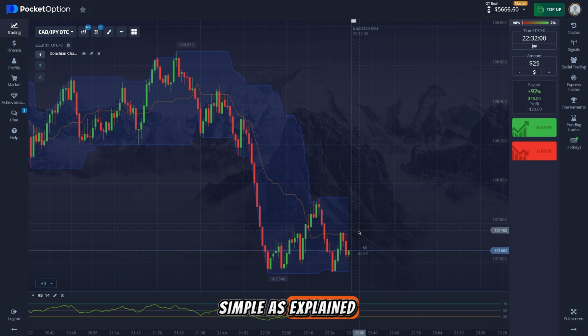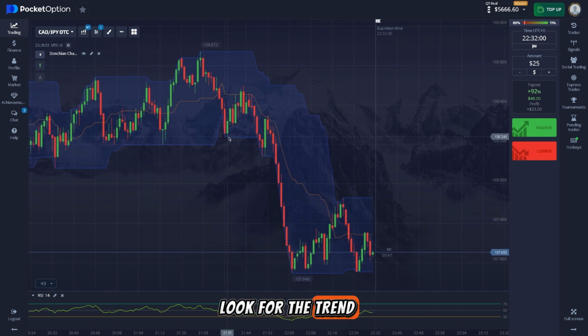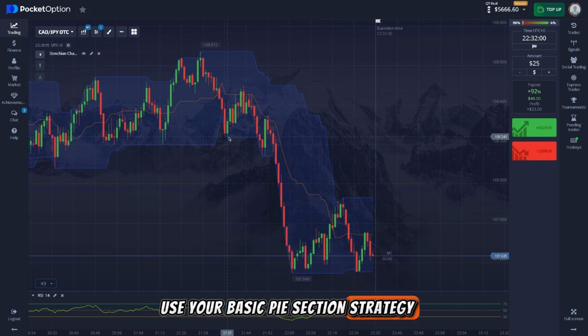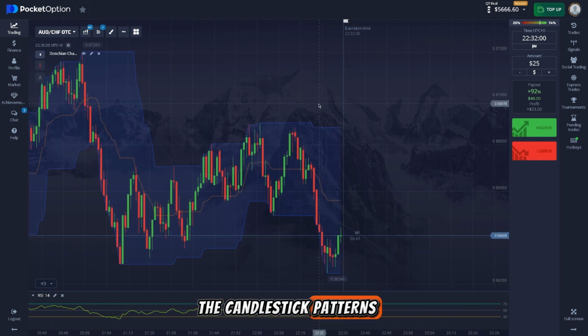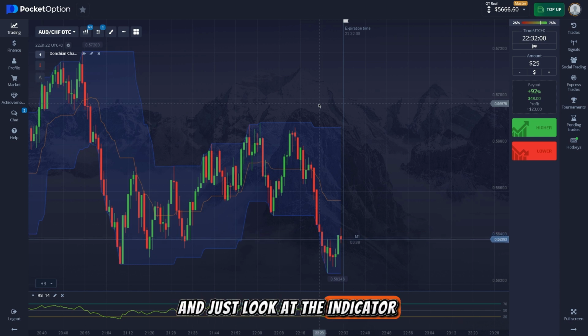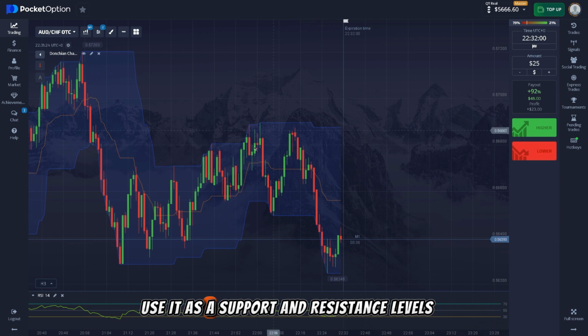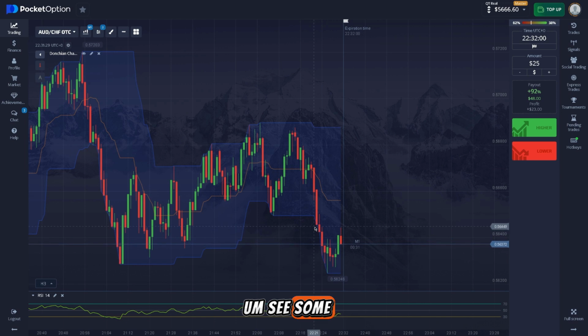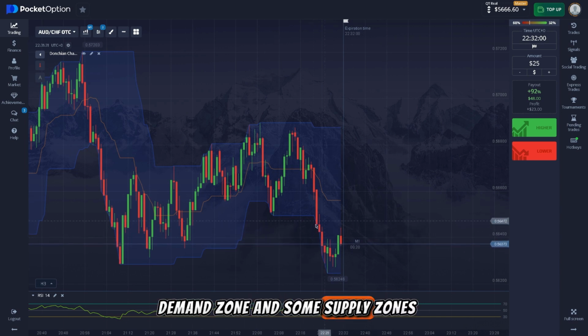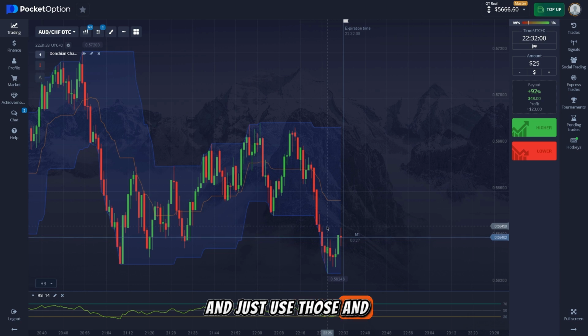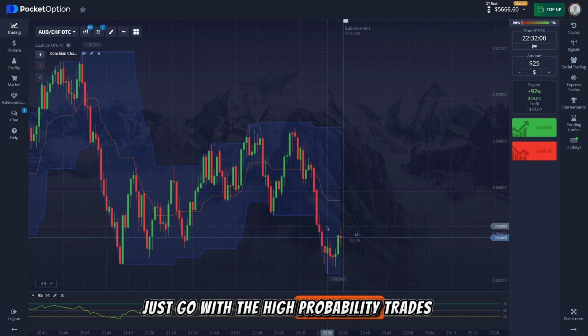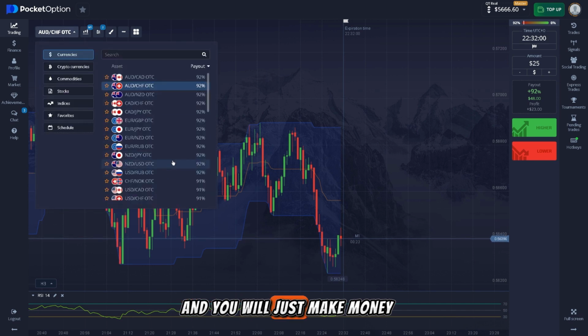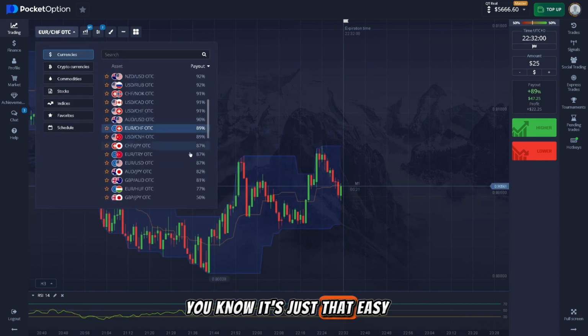As I explained, you just wanna look for the trend, use your basic price action strategy, the candlestick patterns, and just look at the indicator. Use it as support and resistance levels, see some demand zones and some supply zones, and just go with the high probability trades, and you will just make money, you know. It's just that easy.